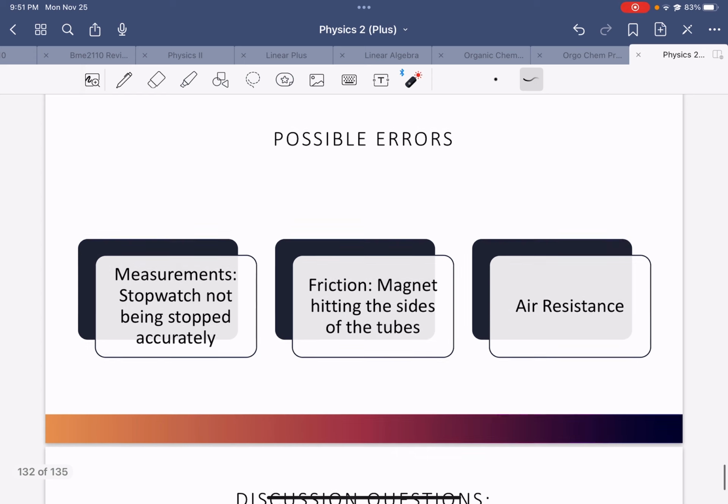Okay, so these are the possible errors. We could have measurement errors such as the stopwatch not being accurately stopped, friction such as the magnet hitting the sides of the tube, and air resistance.